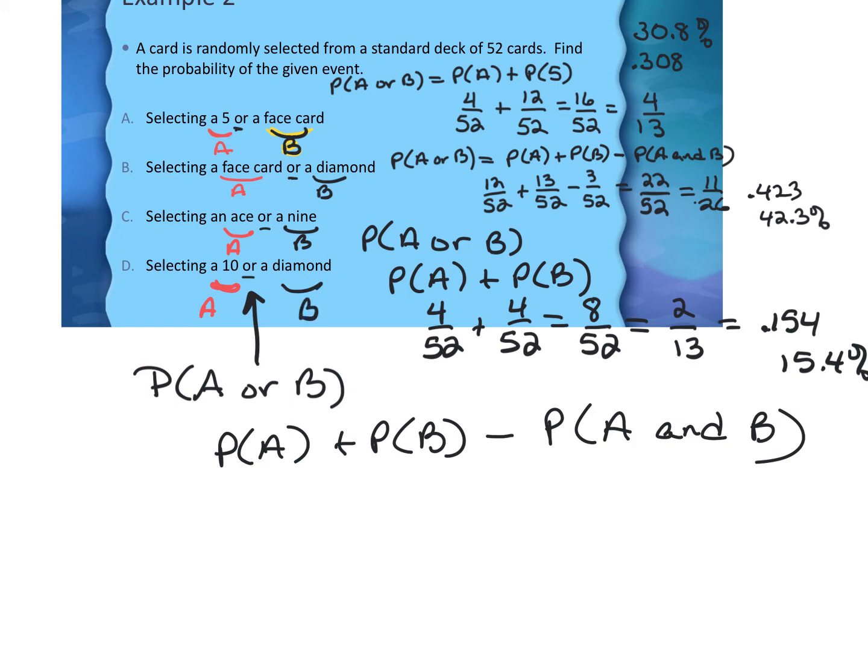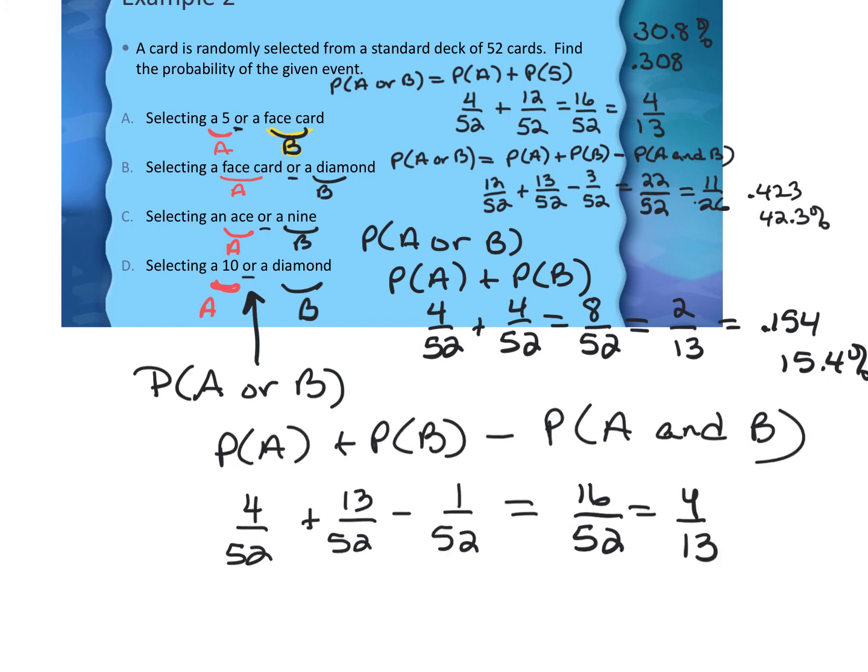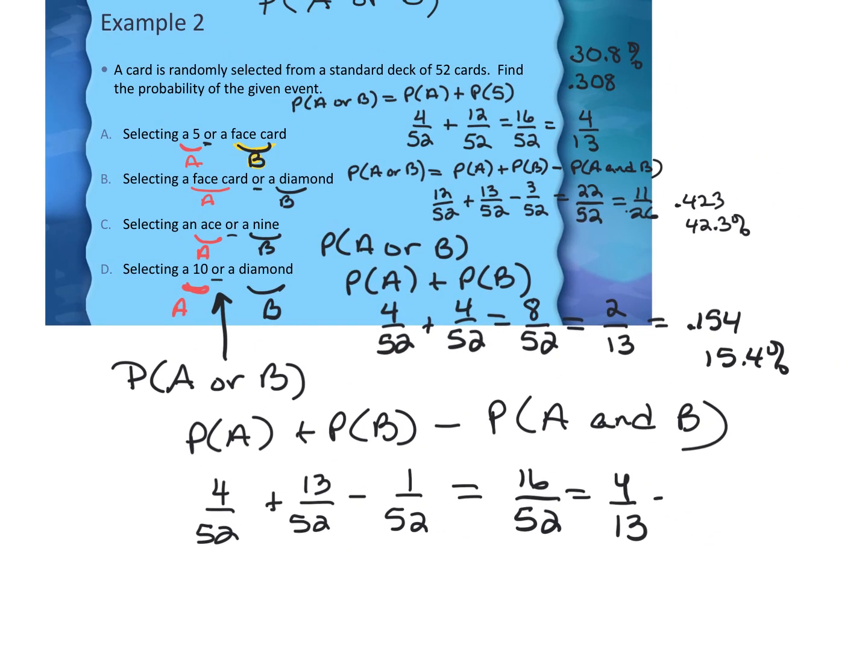So again, this could be event A getting the 10 and event B could be getting the diamond. So the probability of getting a 10: there are 4 10s in the deck, so 4 over 52. Diamonds, there's 13 of them, but there's only 1 10 of diamonds, so 1 over 52. Add 4 plus 13 and get 17, and then subtract 1 and it's 16. I can reduce this, divide both of them by 4, and make it into a decimal, which is 0.308 or 30.8%.